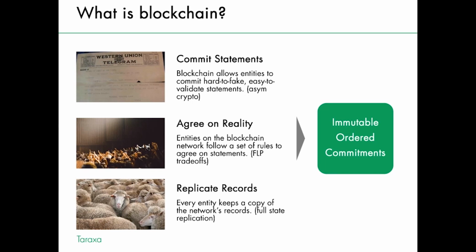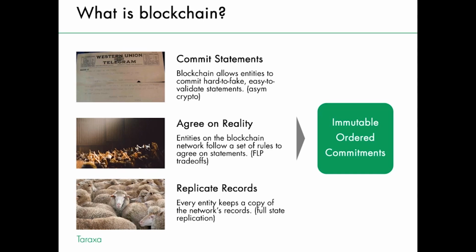The immutable part of it comes from the fact that every single node has a copy. So in order for you to really change the record, you have to change a lot of these nodes, or bribe a lot of these nodes, or corrupt a lot of these nodes, which is very hard to do, especially considering that they're controlled by disparate entities with not necessarily any overlapping interests. We have ordered, which comes from the agreement on reality.